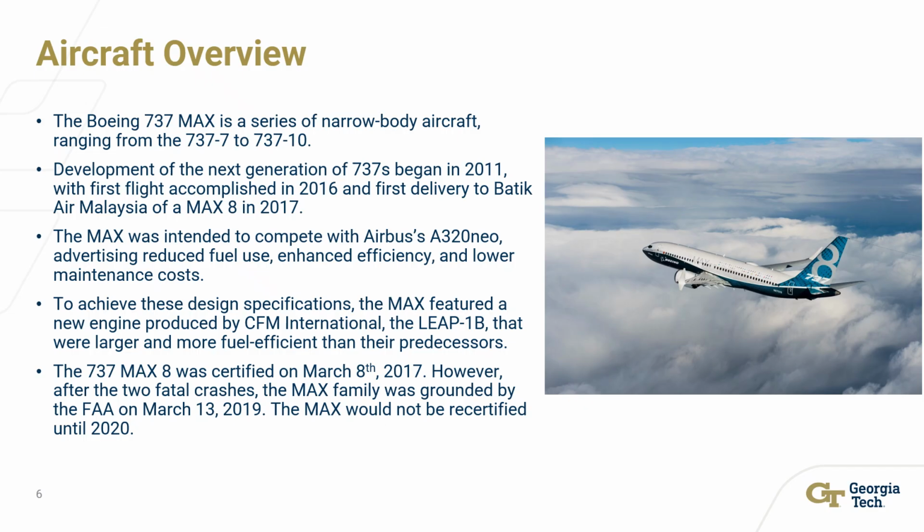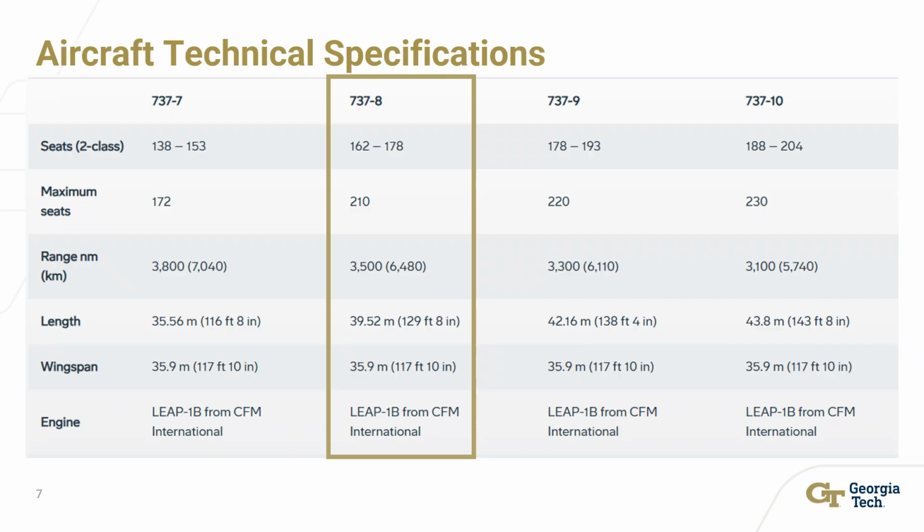In order to achieve these goals, the MAX family featured a new engine that was larger and more efficient than its predecessors. The MAX 8 was certified in 2017, but after the two fatal crashes, the line was grounded by the FAA until 2019 and would not be recertified until 2020. The 737 MAX family technical specifications are shown here. In this project, we will take a closer look at the 737 MAX 8.